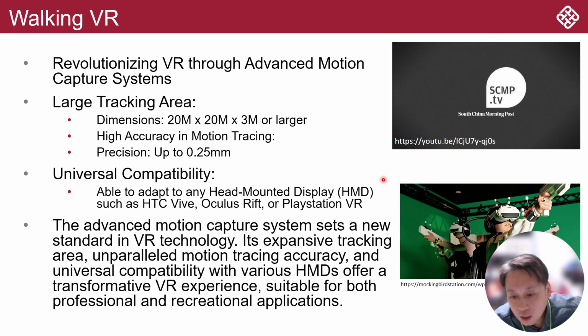Most likely today, when we are using the largest tracing area, we will use the motion capture sensor combined with the head-mount display. We call it walking VR. The tracing area is, most of the time, 20 meters times 20 meters times 3 meters. That means it's similar to a basketball match, the battlefield. So you can do any motion inside this area, any kind you want. So it's a good testing.